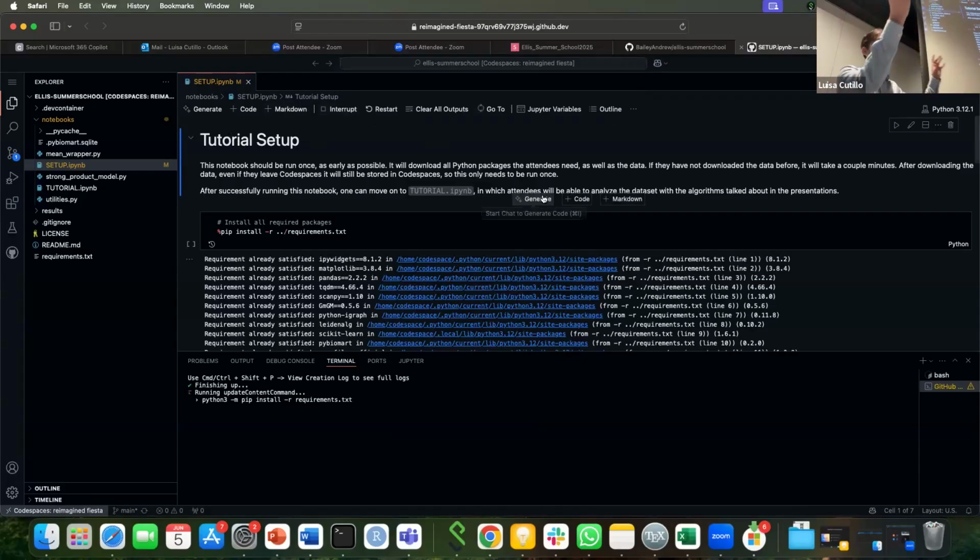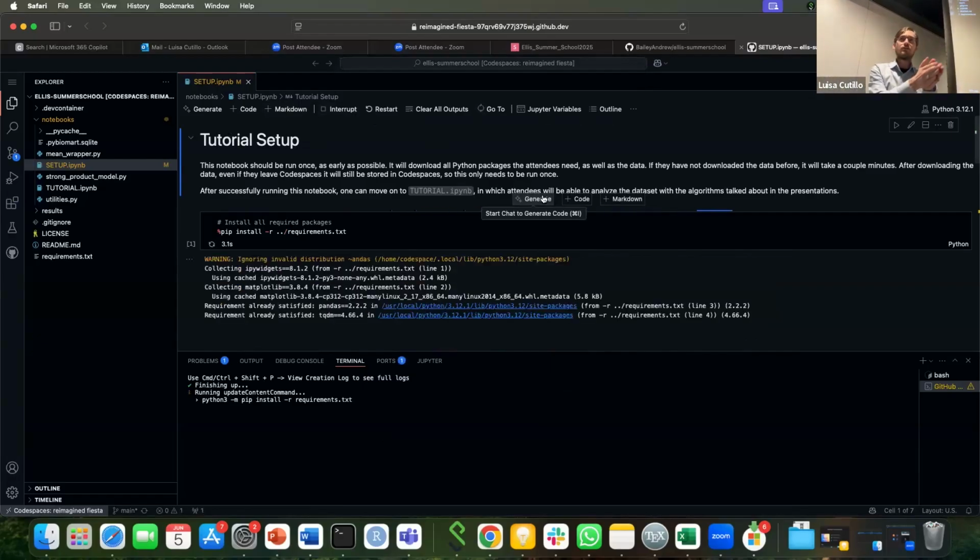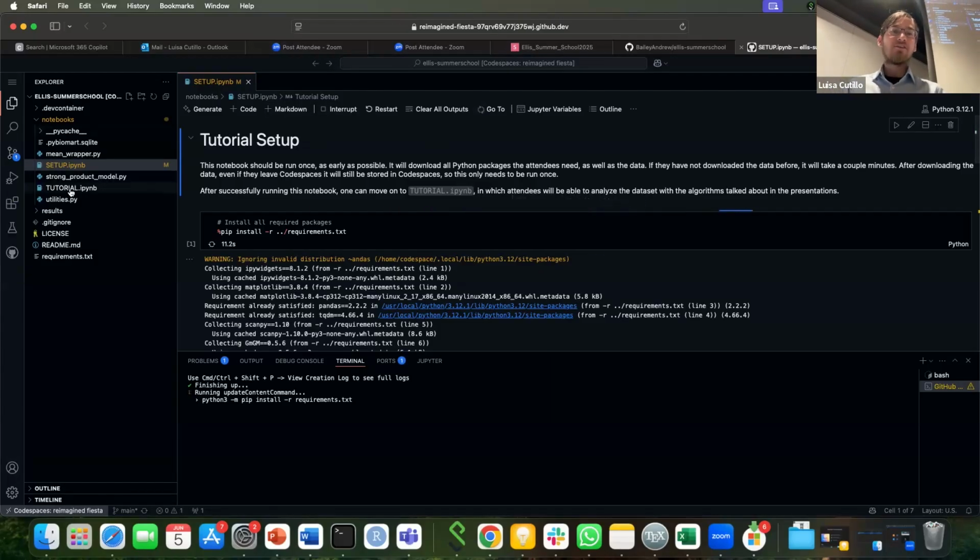To reiterate, you click that green button, go to Codespaces, click plus. It'll open Codespaces. Find the file called setup, and run it all. If it asks you to pick a kernel, you want Python 3.12. After that, you can go to tutorial and start it. I'll come walking around, and it looks like Louise is too, so just flag us and we can help you.